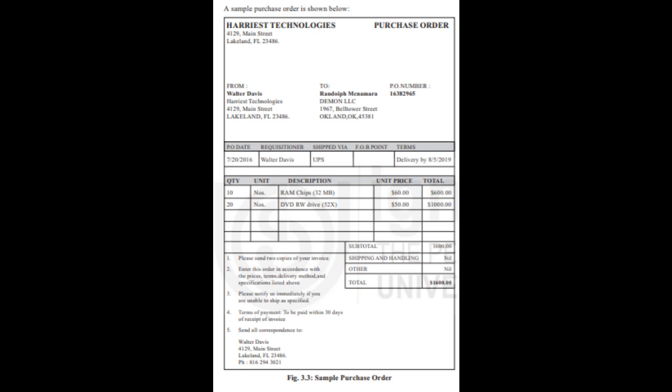A sample purchase order is shown below. Look at the screen. Fig. 3.3 Sample Purchase Order. B. Invoice. An invoice or bill is a commercial document issued by a seller to a buyer, indicating the products, quantities, and agreed prices for products or services which the seller has already provided the buyer, and requesting payment for the products and services provided.